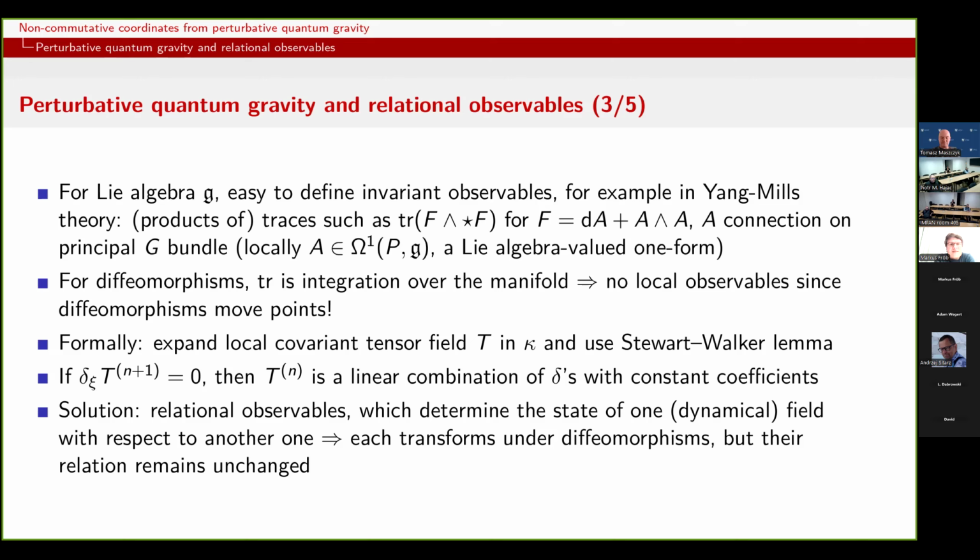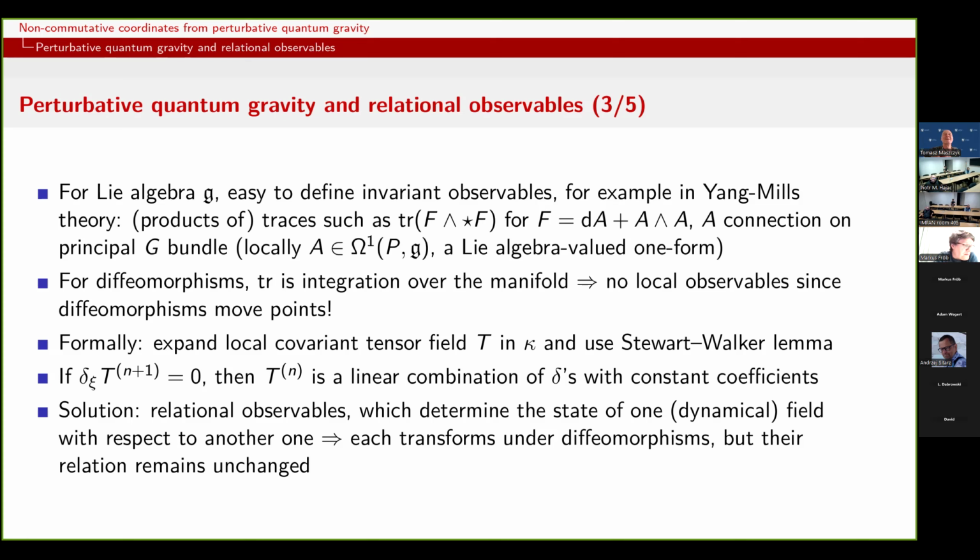And that would mean that there is no local observable in gravity, which, at least from a physical point of view, doesn't make much sense, because we certainly see gravity locally. If we throw a stone, it falls down. And the solution of this is known since a long time. People have been studying this in classical GR, at least since the 60s: so-called relational observables. How are they defined? It's the state of one dynamical field, not a background, of the theory with respect to another one. And it looks very good that each of these two fields transforms under diffeomorphisms.